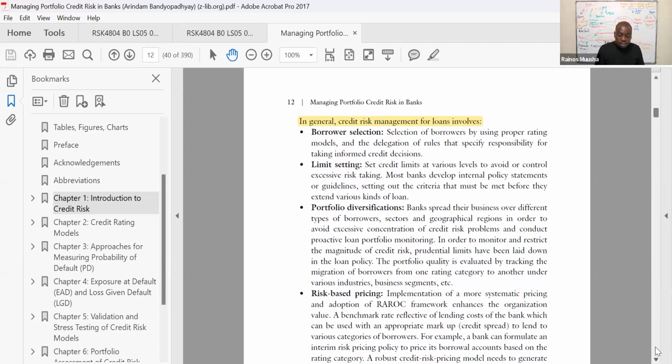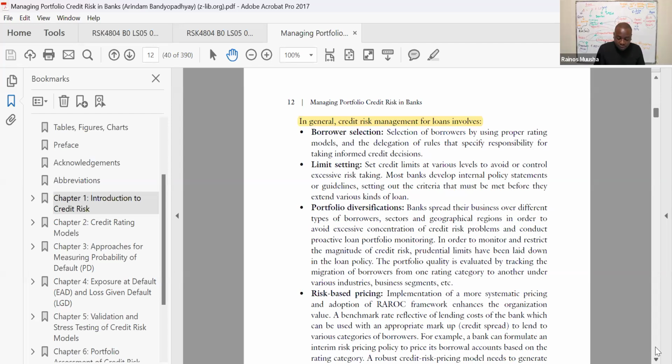Then the next one is portfolio diversification. Banks spread their business over different types of borrowers, sectors, and geographical regions in order to avoid excessive concentration of credit risk problems and conduct proactive loan portfolio monitoring. In order to monitor and restrict the magnitude of credit risk, prudential limits have been laid down in the loan policy.